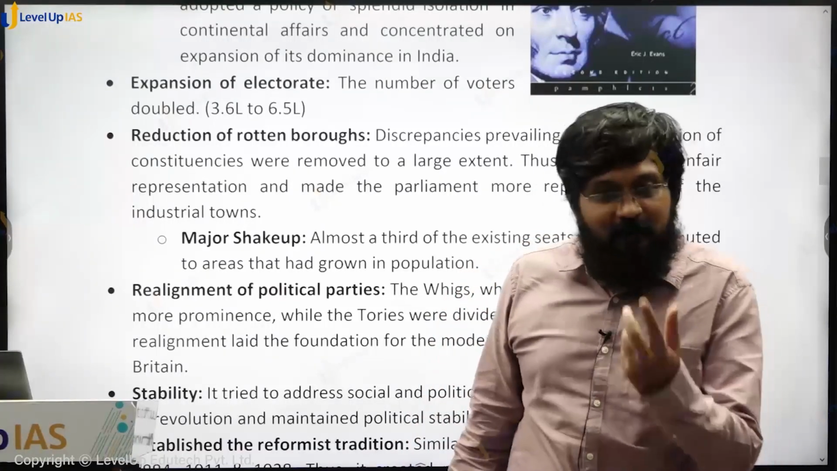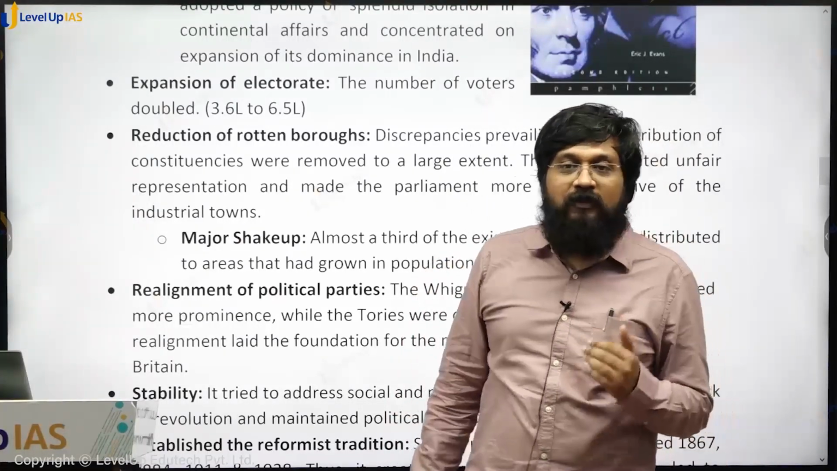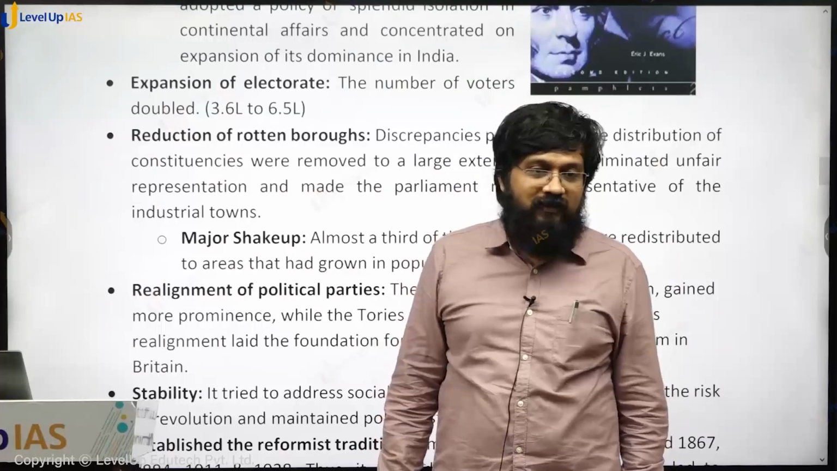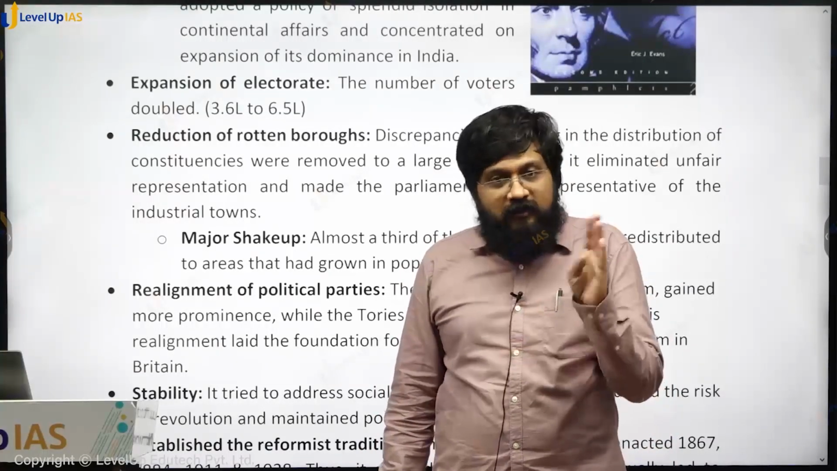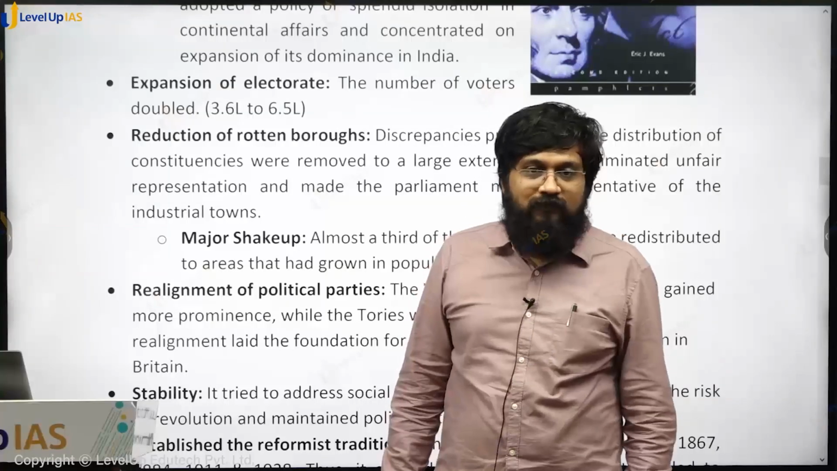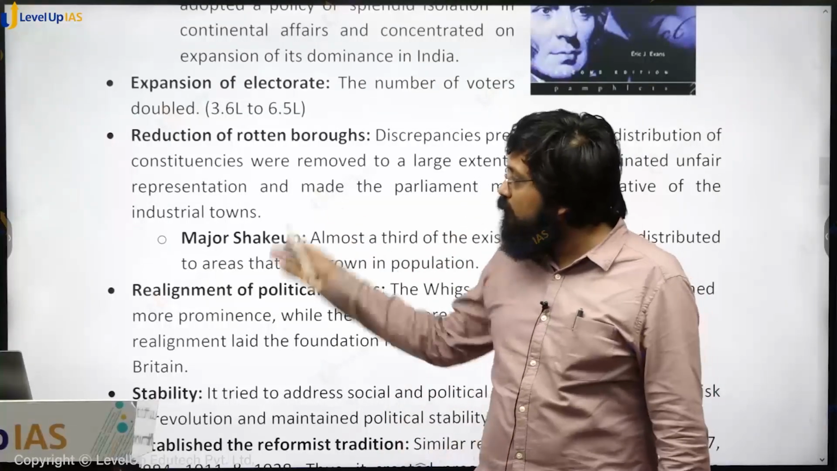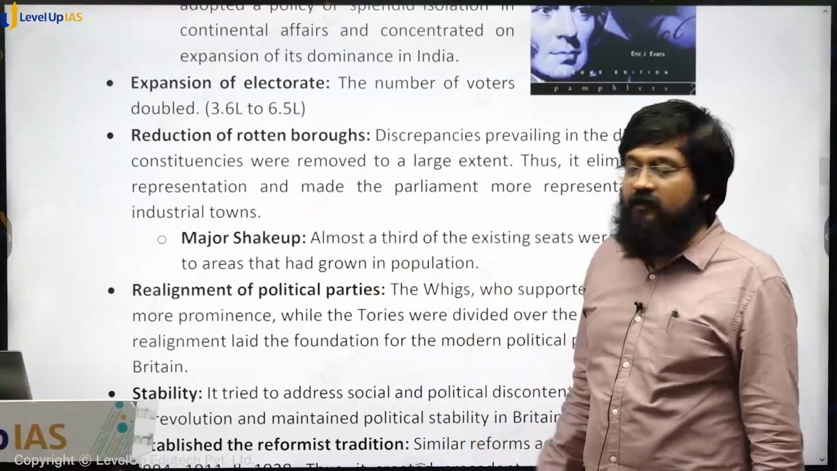I am actually waiting for this thing to happen. More of urban India goes to parliament, which is the requirement of population. So delimitation is not only north and south, it's urban versus rural also. And that is what I am talking about here. Rotten boroughs कम हो गए, तो urban MPs बढ़ गए.